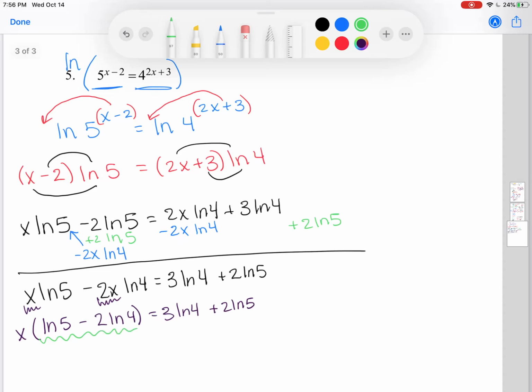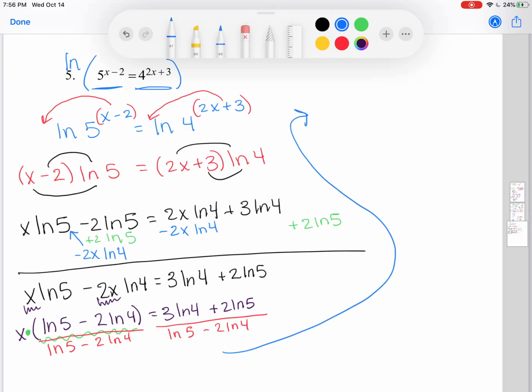All right. Last but not least, you have your x right here on the left. So I need to get rid of natural log 5 minus 2 natural log 4. So right now, multiplication is happening between x and that set of parentheses. So the opposite version of multiplication is going to have to be division. So we're going to divide everything by natural log 5 minus 2 natural log 4. And whatever you do to one side, you have to do to the other.